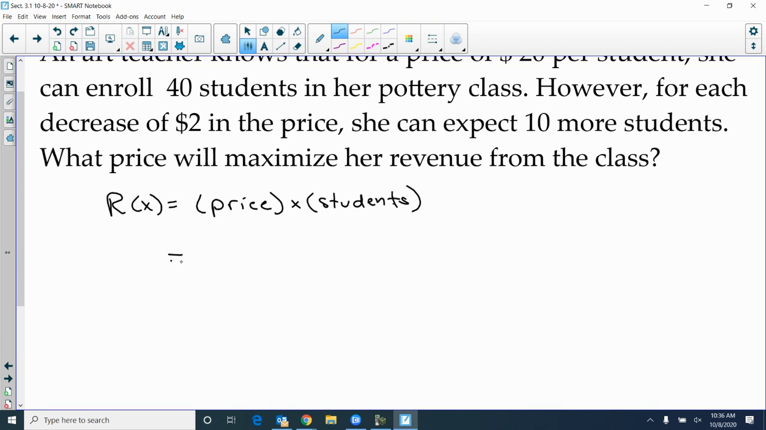How about if I tell you I'm going to write the price as 20 minus 2x. If I do that, what do you think I'm going to put for the students? Okay, 20 minus 2x. Would you just do 40 plus 10? Not just 10, but 10x. 10x. All right, 40 plus 10x. So if x equals 1, what happens there? That gives me 18, right? And that gives me 50, if I drop it.